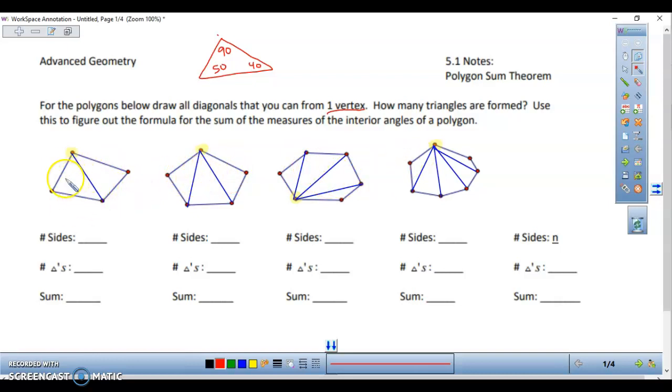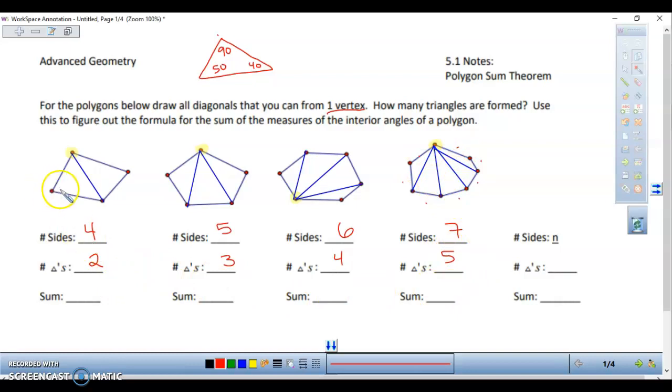Now, this polygon had 4 sides. This one had 5. This one has 6. And this one has 1, 2, 3, 4, 5, 6, 7 sides. So in this 4-sided polygon, when I drew all the diagonals from one vertex, I created 2 triangles. In this pentagon, this 5-sided polygon, I've created 3 triangles. In the hexagon, I created 4 triangles. In the heptagon, I created 5 triangles.